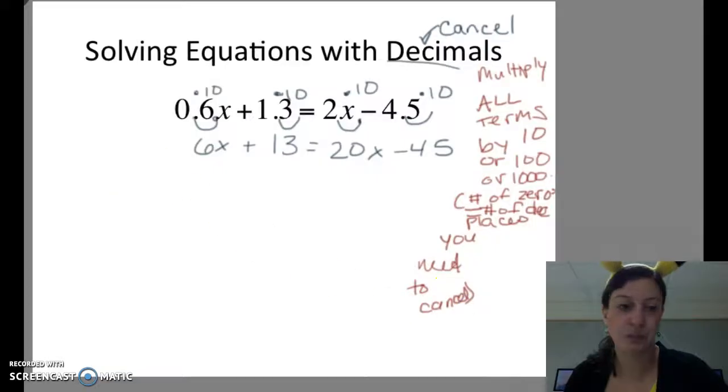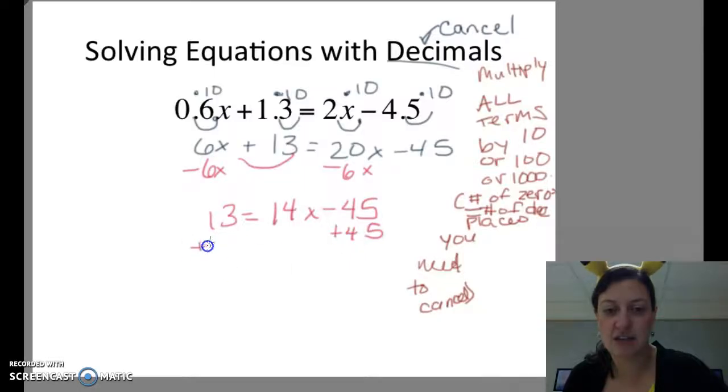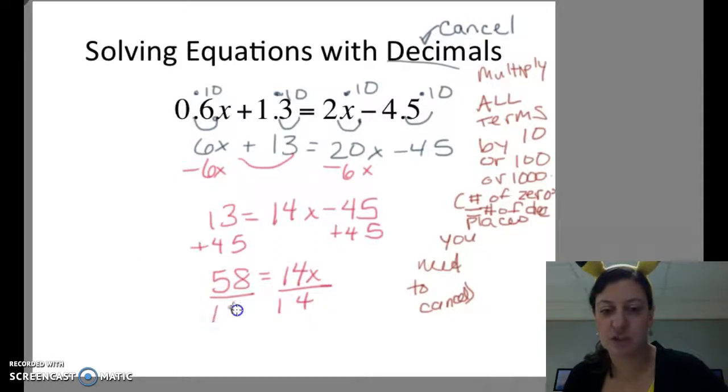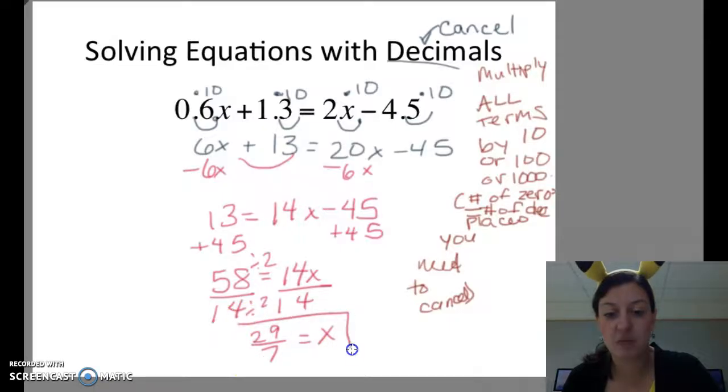Boom. So let's go back to solving this problem here. Let's do pink. I'm going to subtract 6x from both sides to get those variables together first. This is a positive 13 equals 14x minus 45. Add 45 to both sides. 58 equals 14x. Then when I divide both sides by 14, well, these are both even numbers, so I'm going to simplify them. Divide by 2, divide by 2. So that's going to be 29 over 7 equals x. And I'm going to leave it like that.